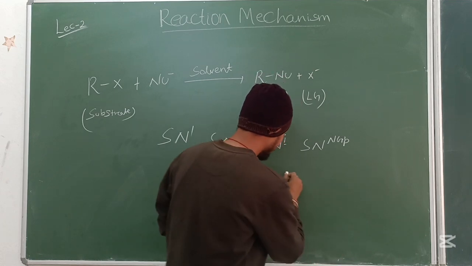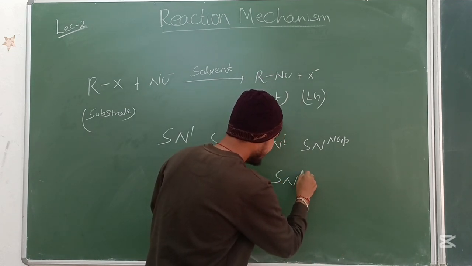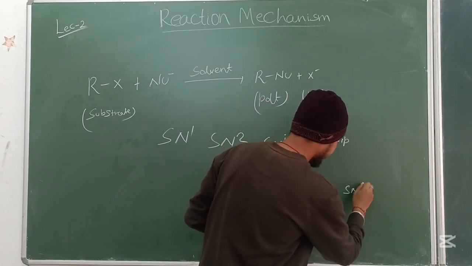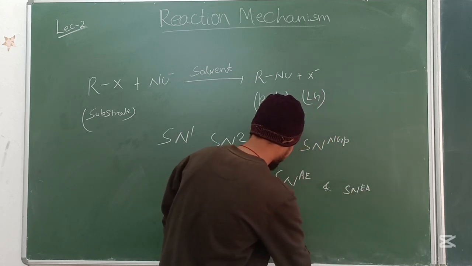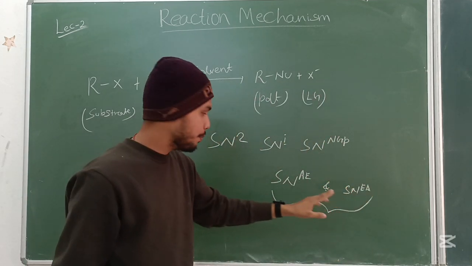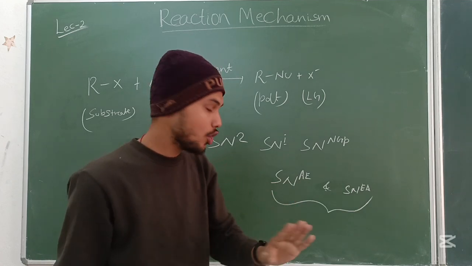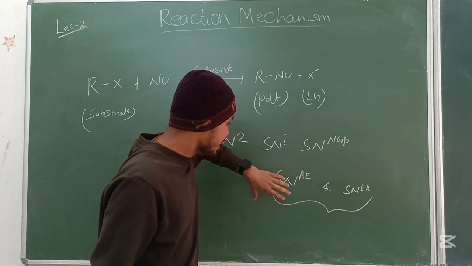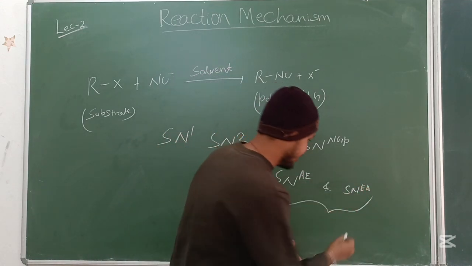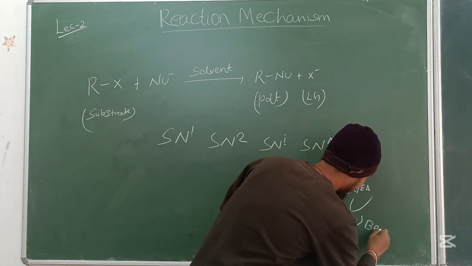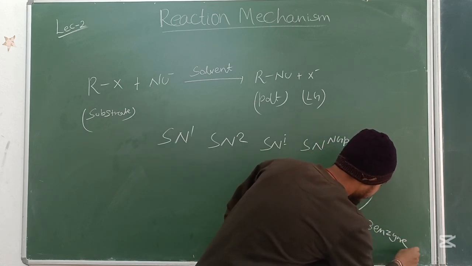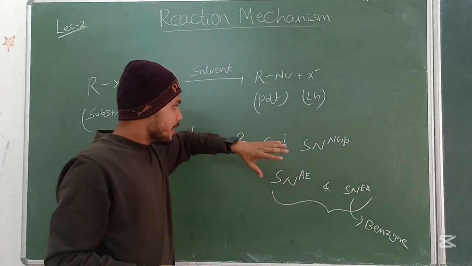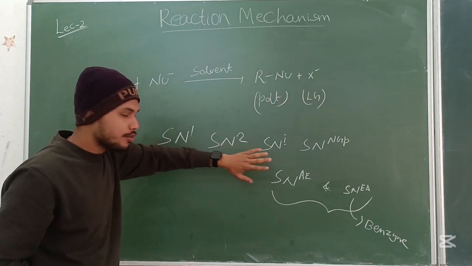And the other two types are SNAr and SNAE. These two reactions basically occur in aromatic substitution: one is nucleophilic aromatic substitution reaction, and one is electrophilic aromatic substitution reaction. And SNAE means this is the benzyne mechanism. What is the benzyne mechanism? We will discuss it in an upcoming lecture. So you know that reaction mechanisms are of 6 types.